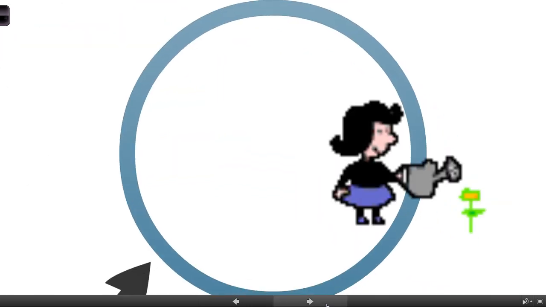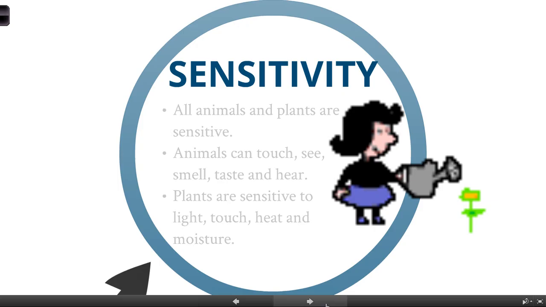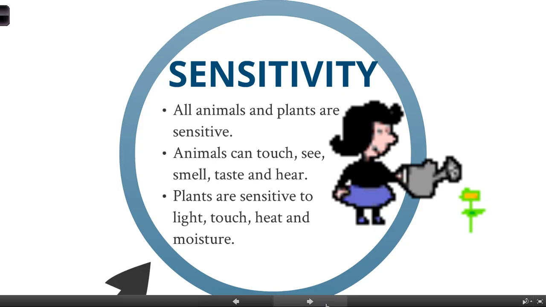Alright, what are we up to? S, sensitivity. So all animals and plants are sensitive. Animals can see, touch, smell, taste, and hear. Plants are sensitive to light, touch, heat, and moisture. So plants are sensitive to things too.